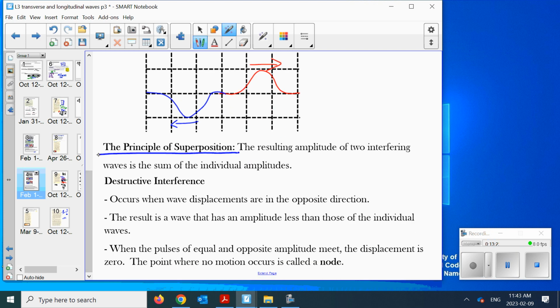Now, I've rewritten this, the same principle as superposition from before. Interference is the sum of positives and negatives. Now this time it makes sense. The other's constructive when it builds higher. Destructive is, well, destroy, right? It comes down, it flattens it out. It occurs when wave displacements are in the opposite direction. So if you have an amplitude that's less than those of the individual, it might even flatten out if they're exactly equal and opposite. And when the pulses of equal and opposite amplitudes meet, the displacement is 0.